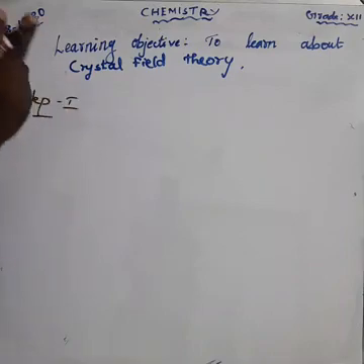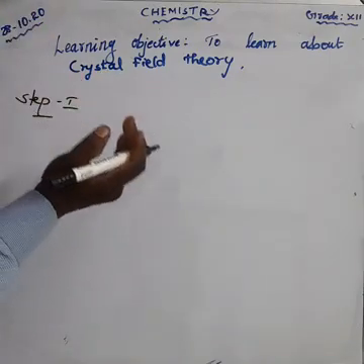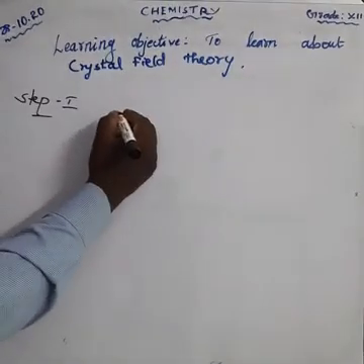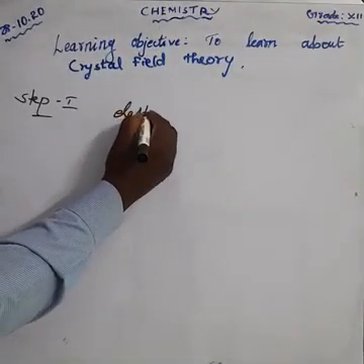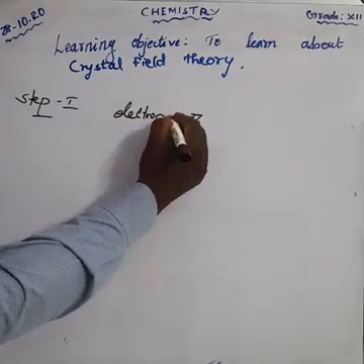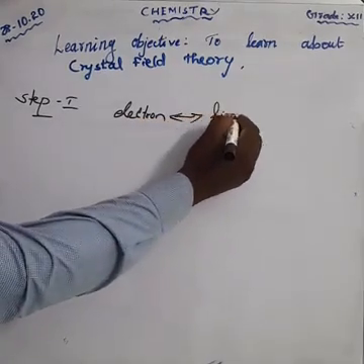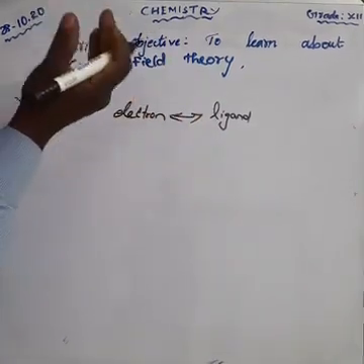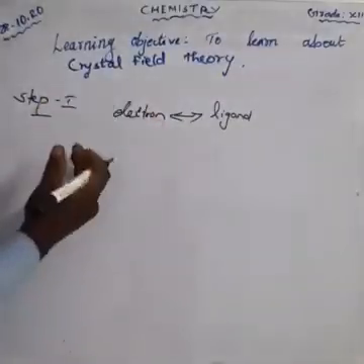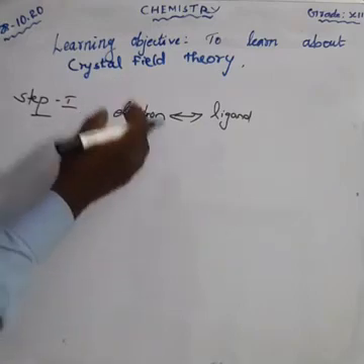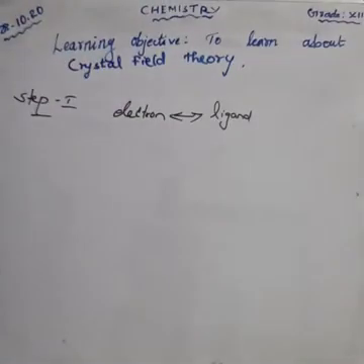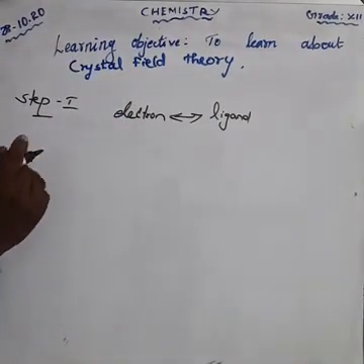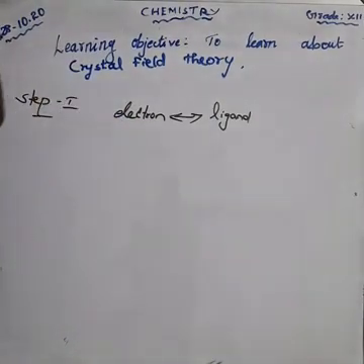What does step 1 mean? There is some repulsion between the electrons of the metal and the ligand. Here, in step 1, all the 5 d orbitals of the central metal ions are degenerate.